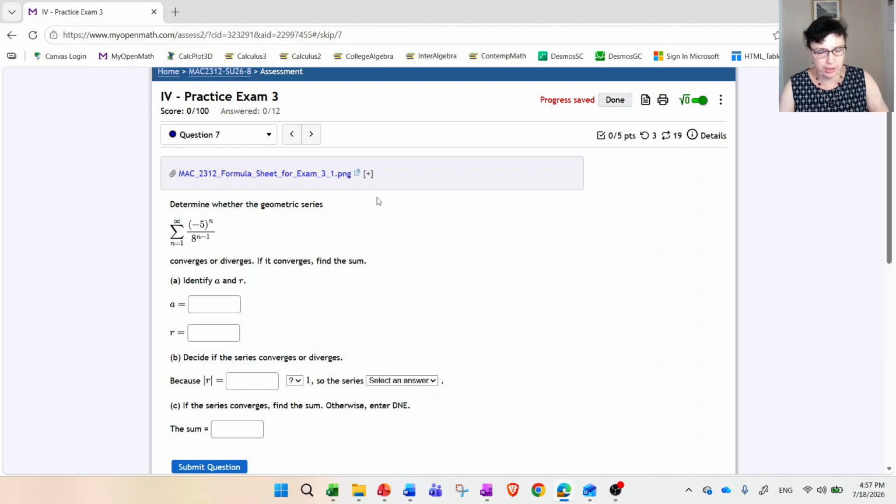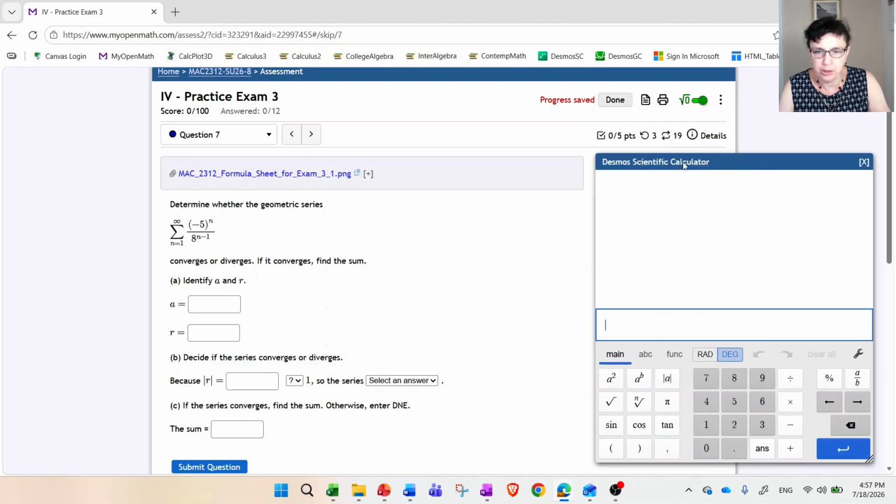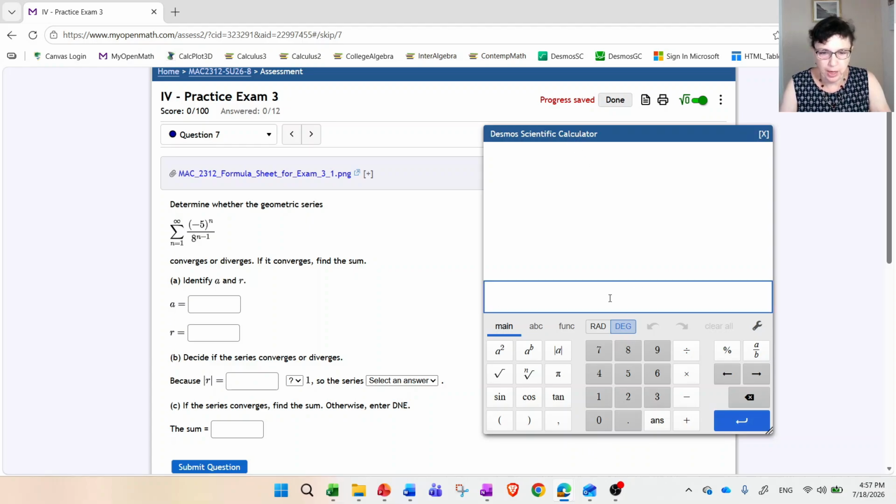So let's take a look at this example, and I'll show you how to do it using a calculator, which is super easy. So we're going to go ahead and open the Desmos scientific calculator. I'm going to enter the formula just the way it is. So that's negative 5 to the power n divided by 8 to the power n minus 1. I do have to put n minus 1 in parentheses.